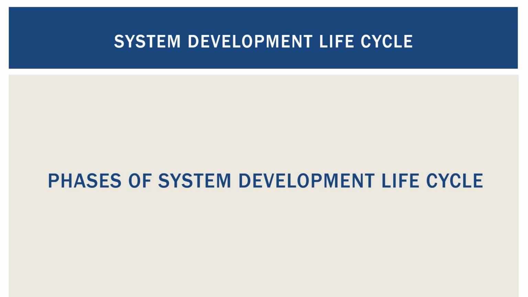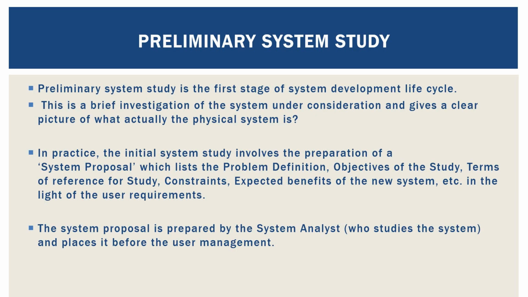So we want to look at the phases of the system development life cycle. The first phase is what we call the preliminary system study. This is the first stage of the system development life cycle, and it's a brief investigation of the system under consideration. It also gives a clear picture of what the physical system actually is. So we are just acquainting ourselves with the system under consideration. We want to understand what exactly the problem is.